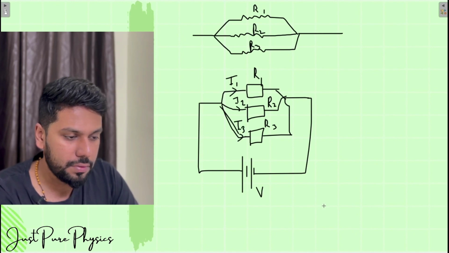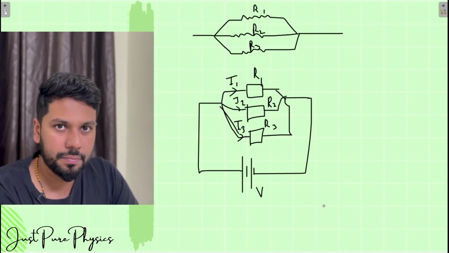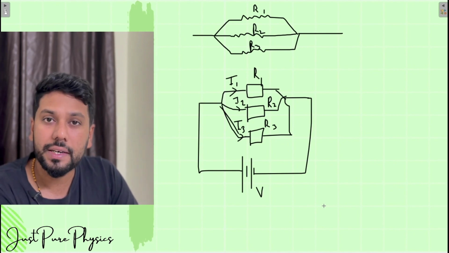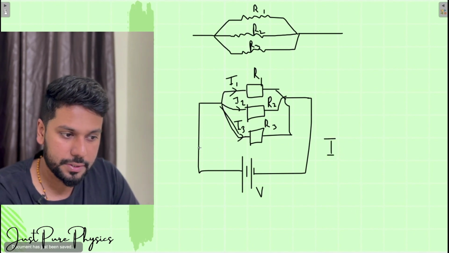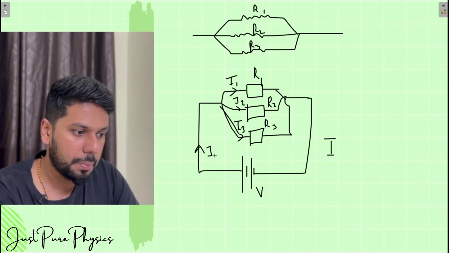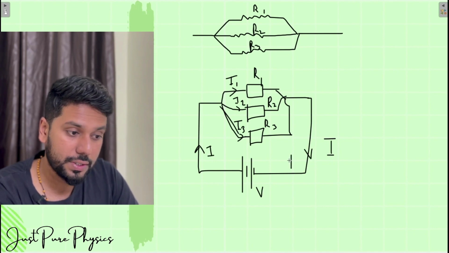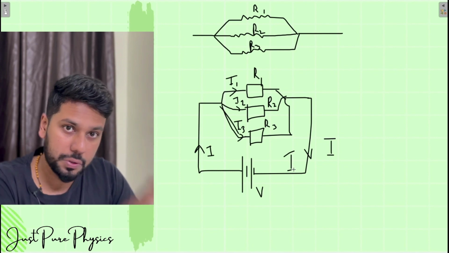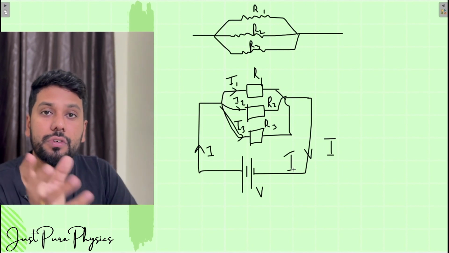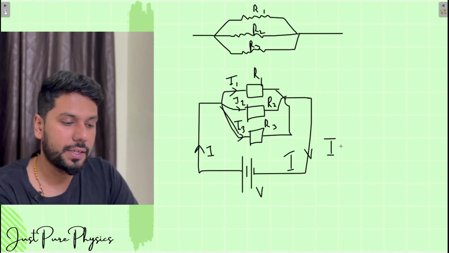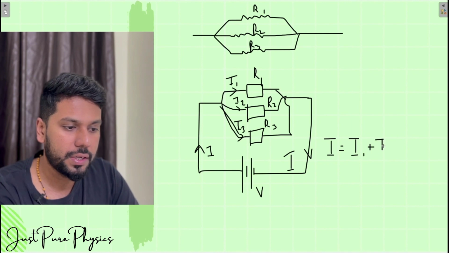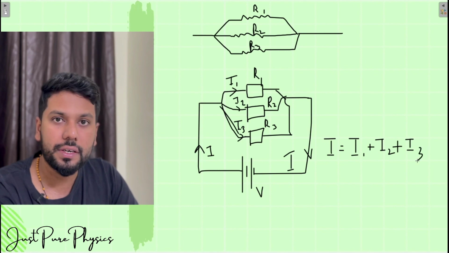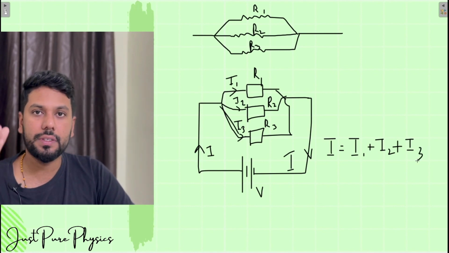Now voltage is the same, so what can be added? Current can be added. So I can say that my total current flowing through the circuit, the total current produced from the battery, is going to be the sum of I1 plus I2 plus I3. This is my total current value.